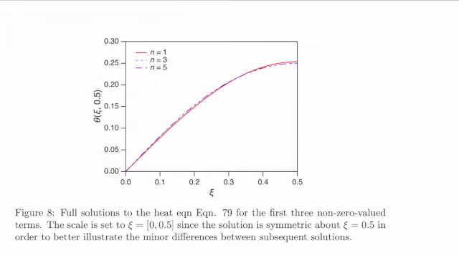And here we're looking at that overall solution, which is the summation. So I'm showing n equals 1, and then the next plot is n equals 1 plus n equals 3. And the next plot is n equals 1 plus n equals 3 plus n equals 5. That's what I mean by the full solution, when you're actually adding things together. And because it's symmetric, I'm not going to worry about the values for xi greater than 0.5.